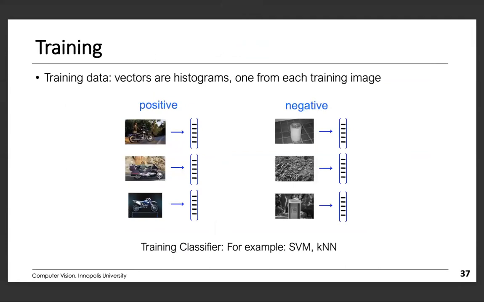So these are the positive samples. These are the negative samples. We create their feature vectors.